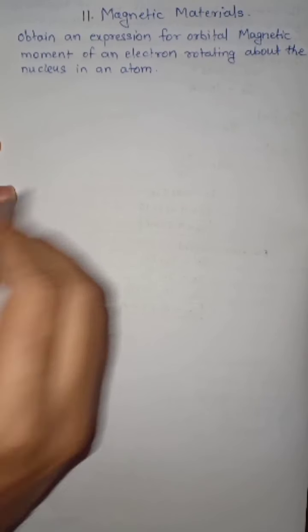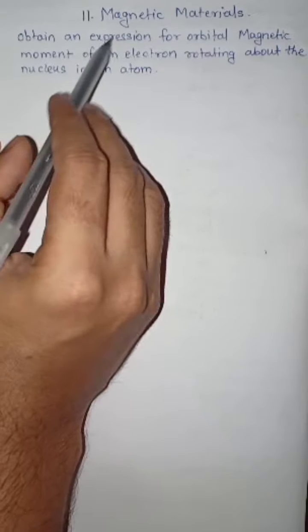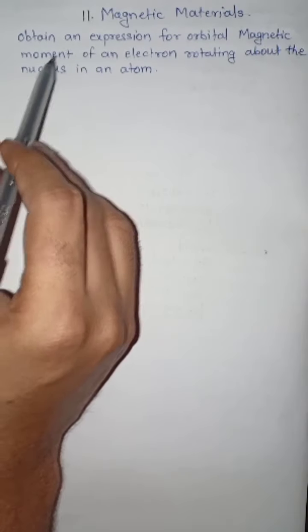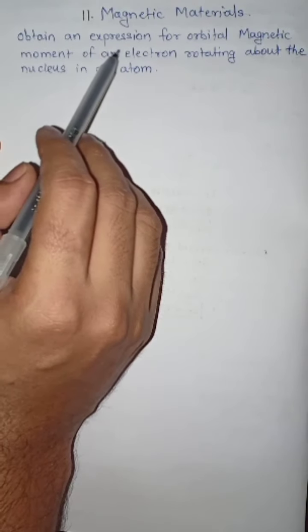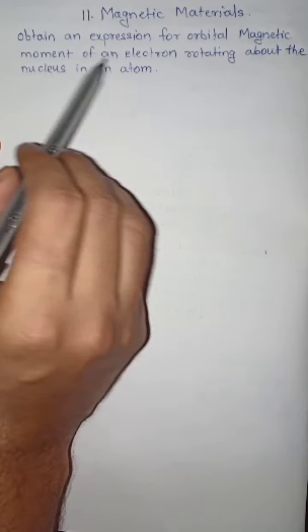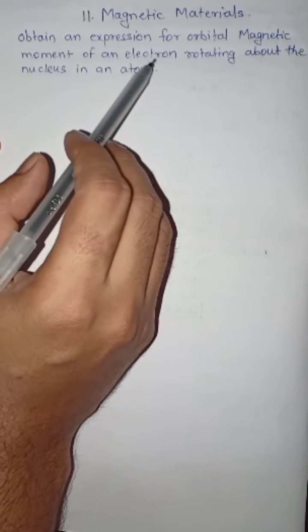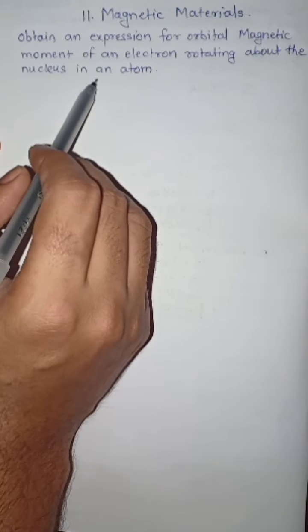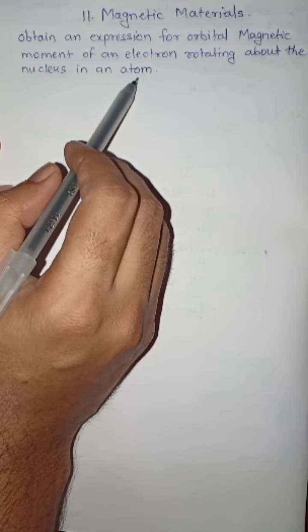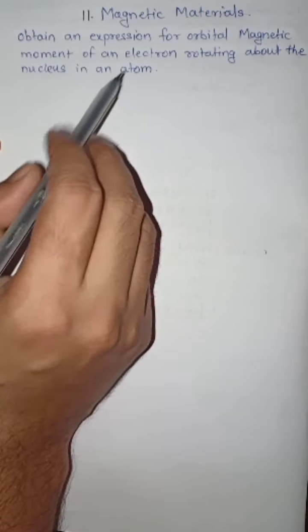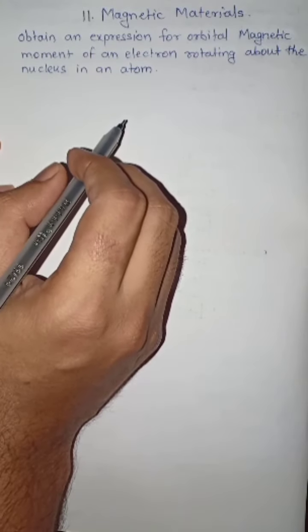Hello everyone. So we will see a next question from magnetic material, which is: obtain an expression for orbital magnetic moment of an electron revolving about a nucleus in an atom. This is a very important question from this chapter. For this, we first have to consider an electron of charge e.